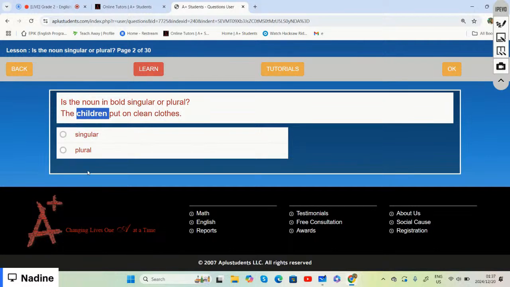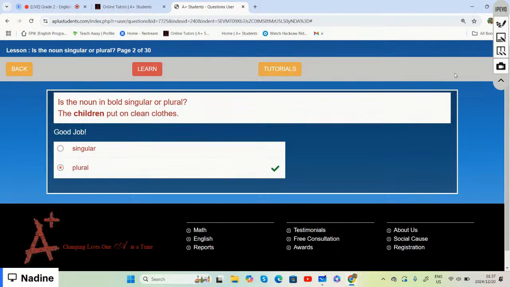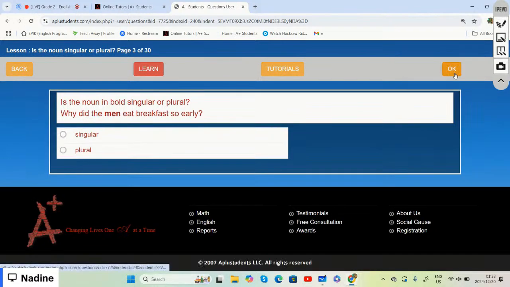Yes, and if we were to choose the correct option, then well done. Children is plural. It refers to more than one child. Well done.